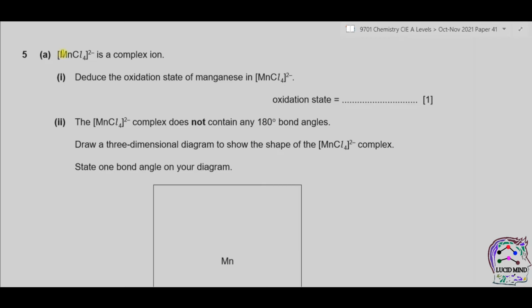Question 5, Part A, MnCl4 2- is a complex ion. Deduce the oxidation state of manganese in MnCl4 2-. In MnCl4 we have 1 Mn, 4 Cl, and overall charge is -2. As we know that the oxidation state of chlorine is -1, as we have 4 chlorine atoms, so Mn minus 4 equals -2. So Mn will be equal to +2. So oxidation state is +2.